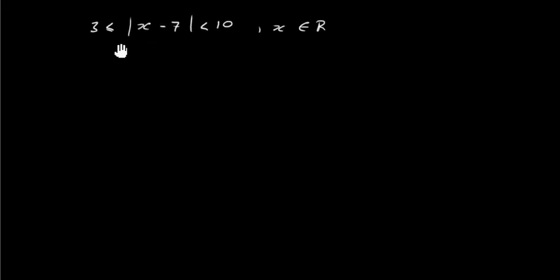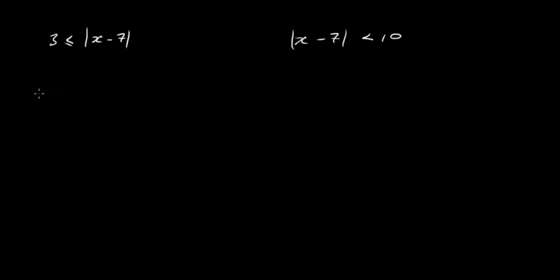So if we take the left hand side as 3 is less than or equal to the modulus of x minus 7, and on the other side we've got the absolute value of x minus 7 being less than 10. Now if we square both sides, here we'll get 9, and on this side we'll get x squared minus 14x plus 49, and over here we'll just get 0. If we subtract 9 from both sides, x squared minus 14x plus 40.